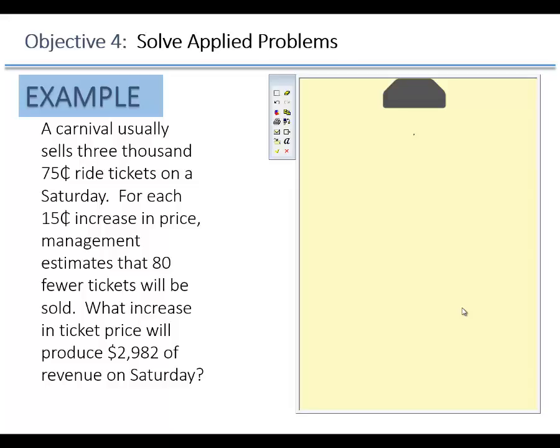Hi everybody. One of the problems that we skipped in class on Monday, because we were running a little bit short on time, was this Carnival ticket problem. So I'm going to work that through with you now.